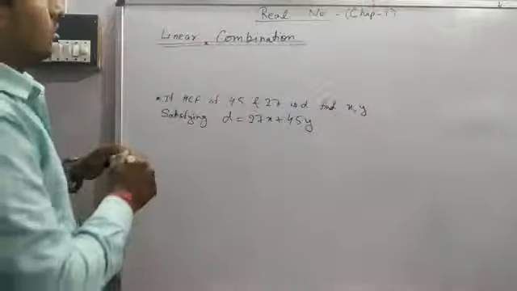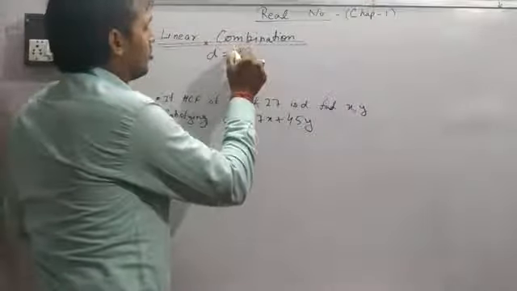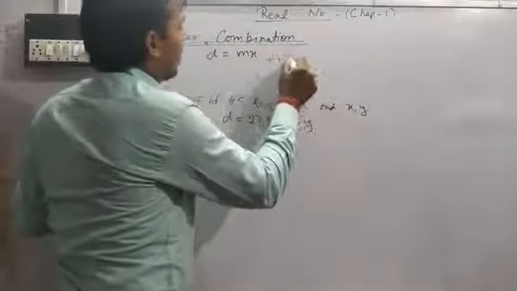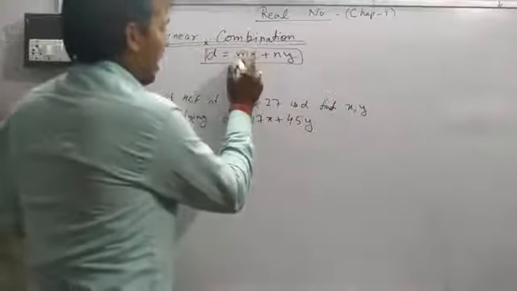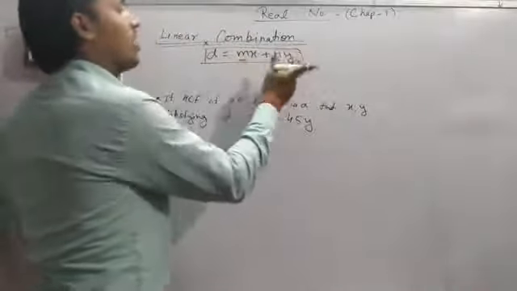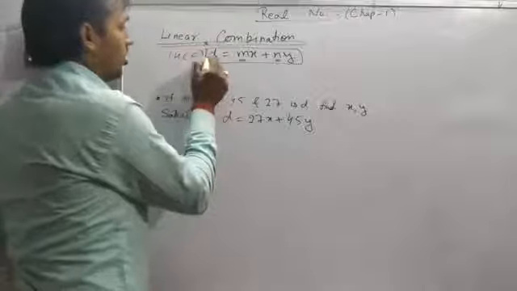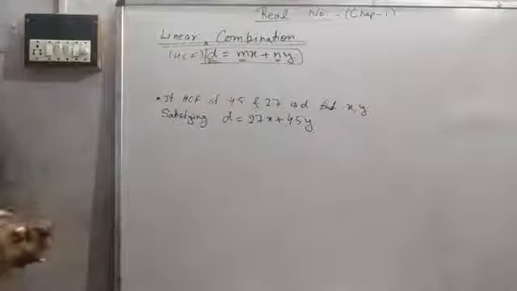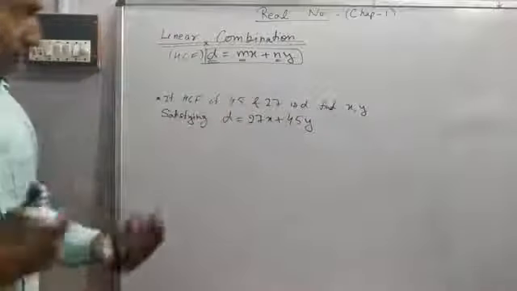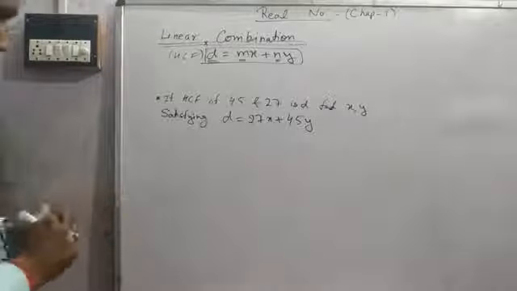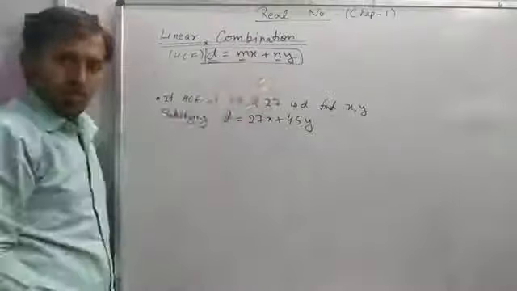Linear combination means just like D is equal to mx plus ny. This is the linear combination, where m and n are numbers, or x, y are numbers, and D is the HCF. So we want to convert the expression in this form to find the value of this. How do you find it? Suppose that first we take the example, then we explain how we find the values.